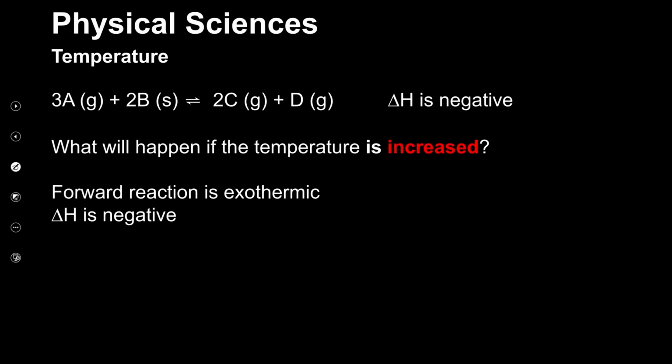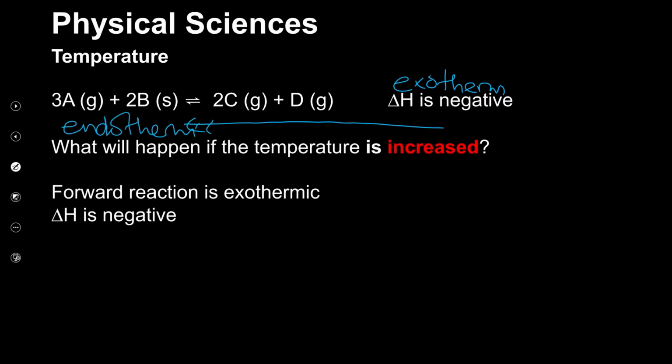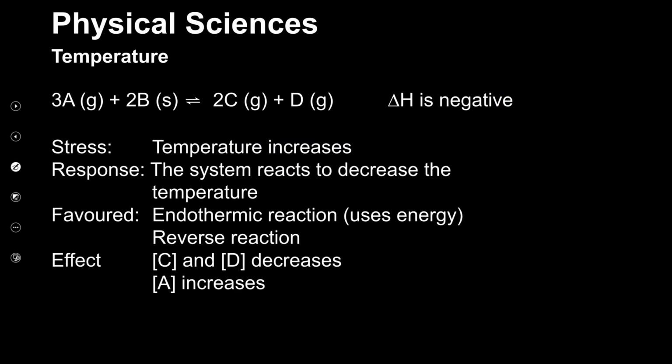Right. What will happen if the temperature is increased? Now we know the forward reaction in this case is exothermic, meaning that my reverse reaction, as I said earlier, is endothermic. So what will happen now is the forward reaction is our delta H, but because there is an increase in temperature, it will favor the endothermic reaction. So how will we answer it?